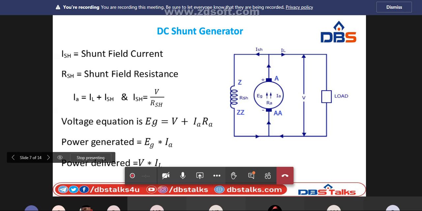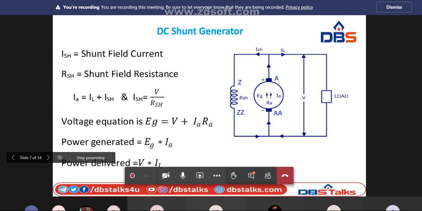Kirchhoff's current law. For the incoming current, we have to assume this is a node. Incoming current is equal to the sum of the two outgoing currents, that is IA is equal to IL plus ISH, where IL is the load current and ISH is the field current, right? Now write the voltage equation. How can you find out the ISH?